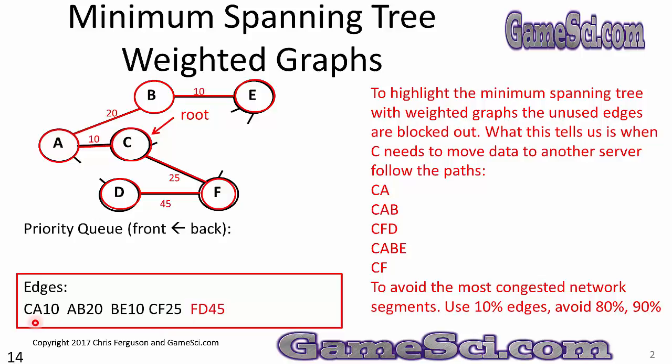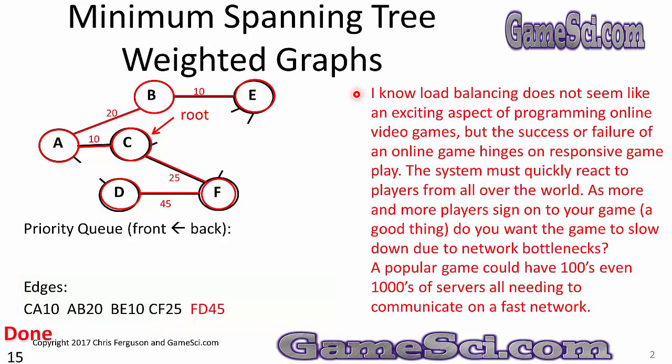routing data from C. I know load balancing does not seem like an exciting aspect of programming online video games, but the success or failure of an online game hinges on responsive gameplay. The system must quickly react to players from all over the world. As more and more players sign on to your game, which is a good thing, do you want the game to slow down due to network bottlenecks?